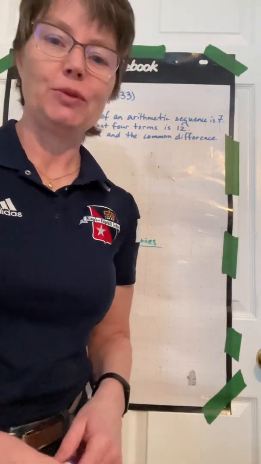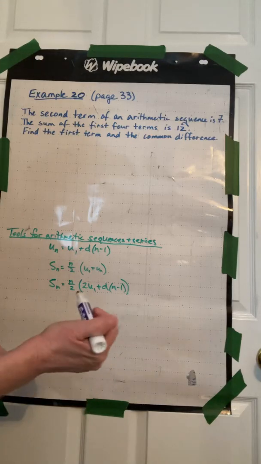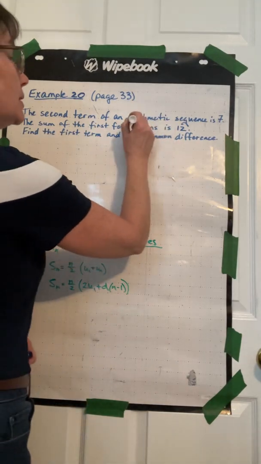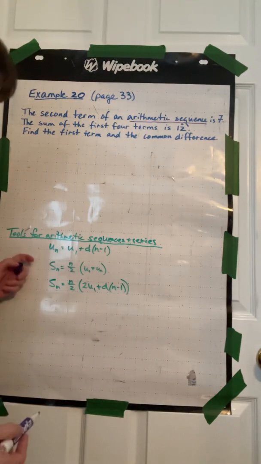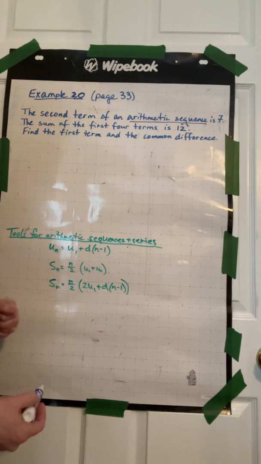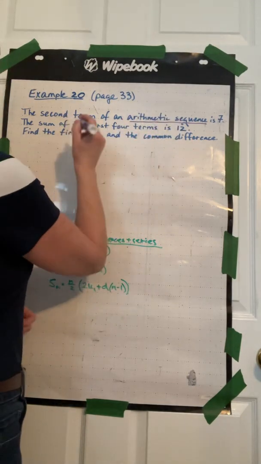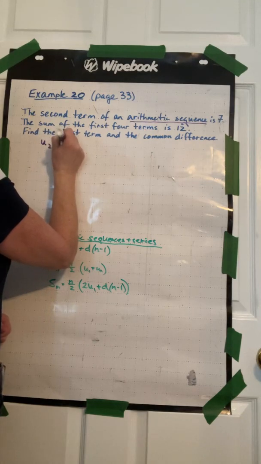Here we go with example 20 on page 33. The second term of an arithmetic sequence. Okay, so we're dealing with an arithmetic sequence. So we have our tools for arithmetic sequences and series down here, our three formulas that we know. Arithmetic sequence, the second term is 7. Okay, so U2 is equal to 7.